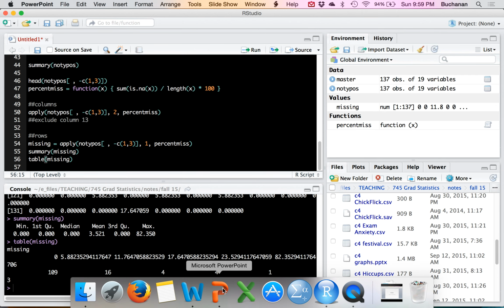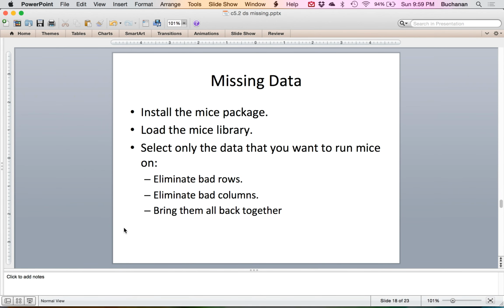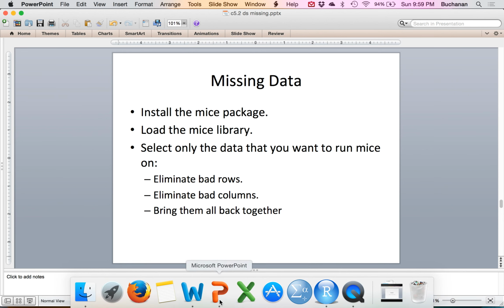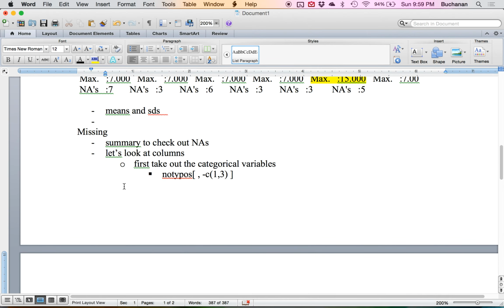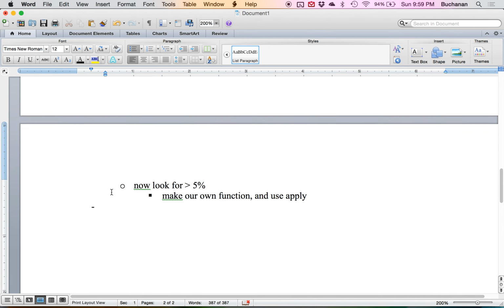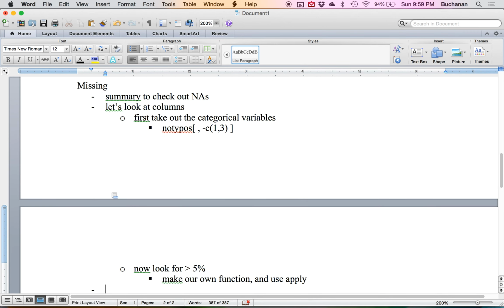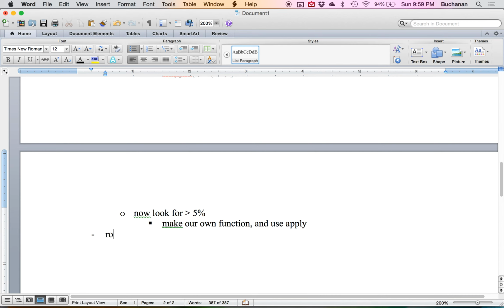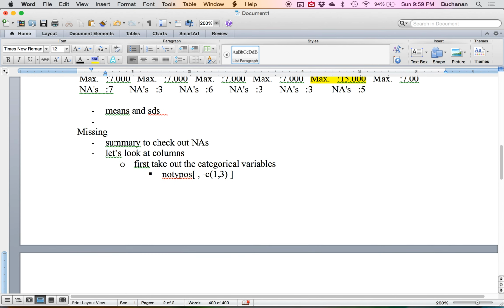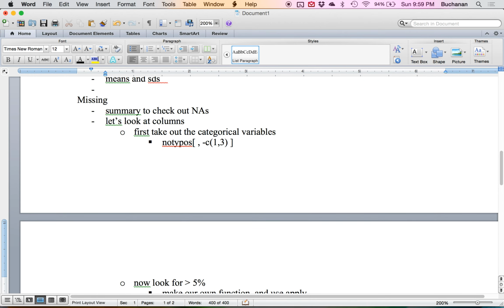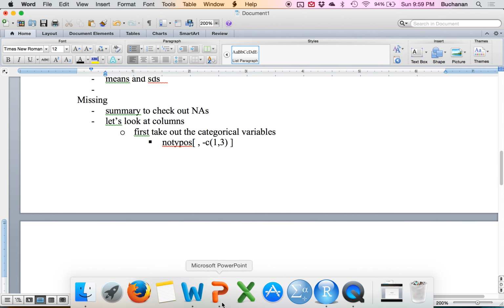What do I want to do with that? Well, I'd like to exclude people who have more than 5% missing data. So I'm going to show you 2 routes with this, because I've gotten a lot of questions about this this week. So I looked at columns, and then I want to check out rows. Okay, so saved as missing. Okay. So now we're going to, we've figured out, let me go back real quick here.